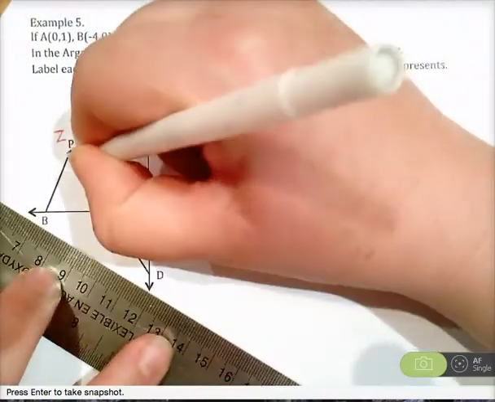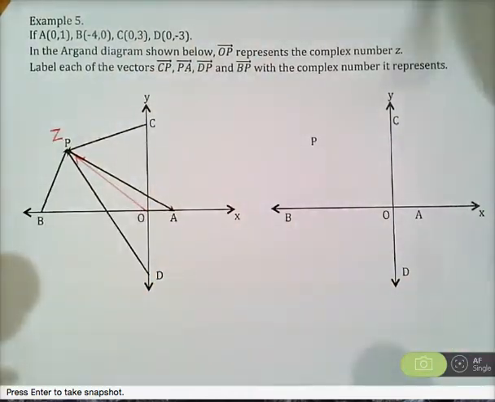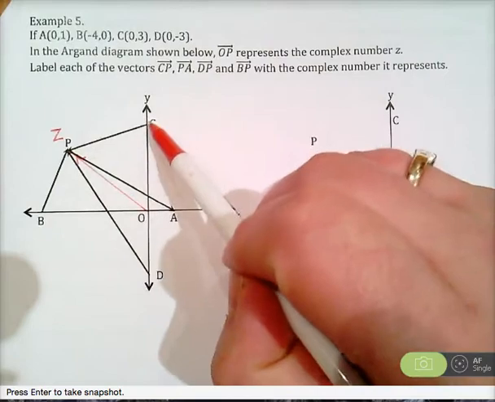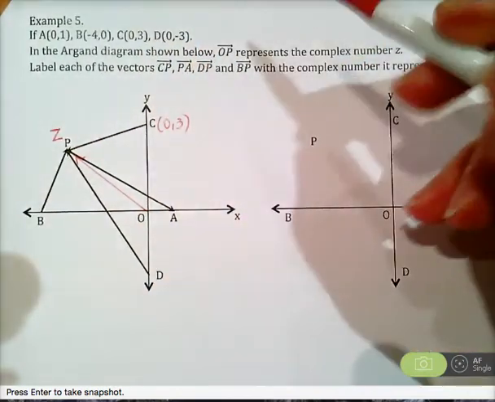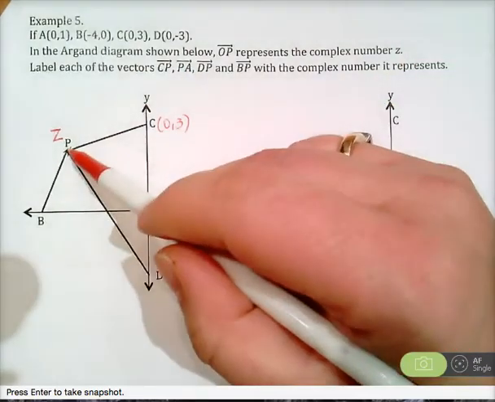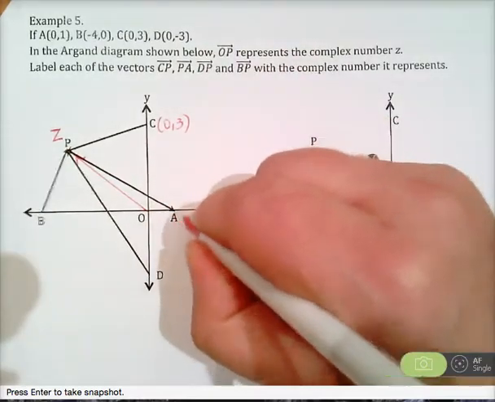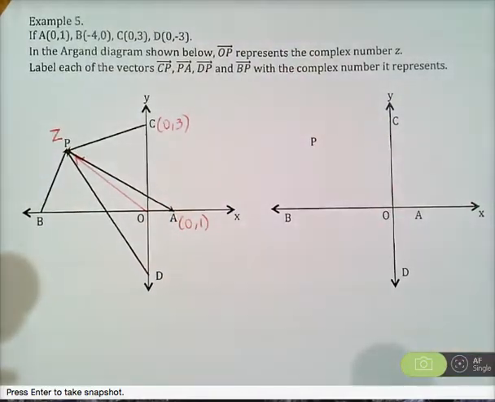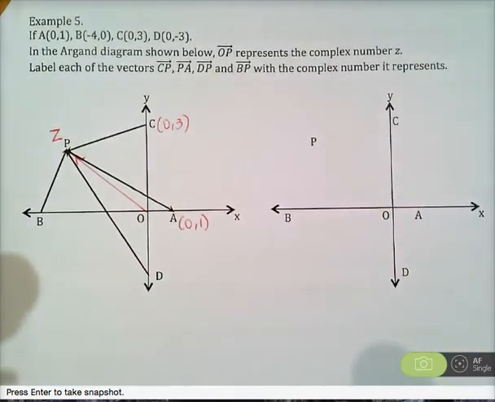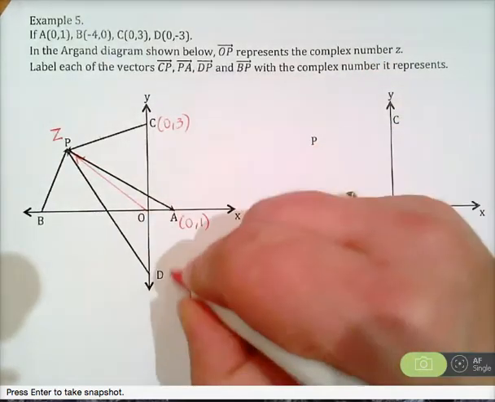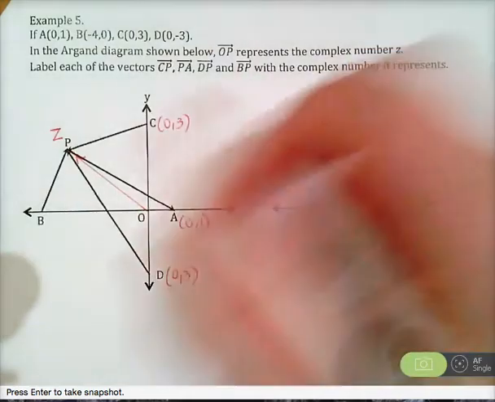Label each of the vectors CP, so we're going from C to P. Now C is actually the point 0,3. PA, so P goes from P to A, so the tail is there and the tip is there at A. Now A happens to be the point 0,1. The vector D to P, so the tip is up there. DP, now D is the point 0,3, is that vector from D to P with the arrow up there, and BP is this from B to P with the arrow up there, and B happens to be the point -4,0.